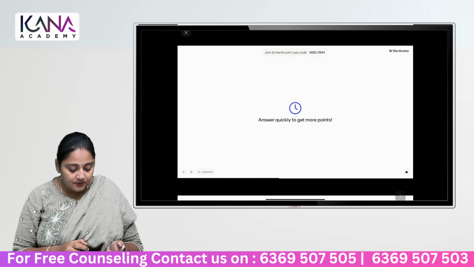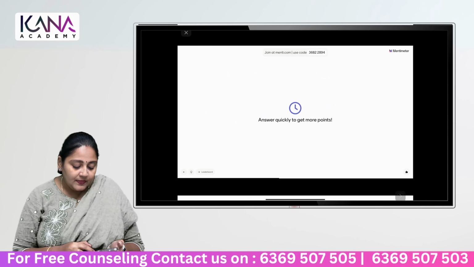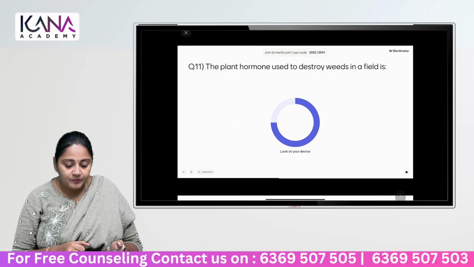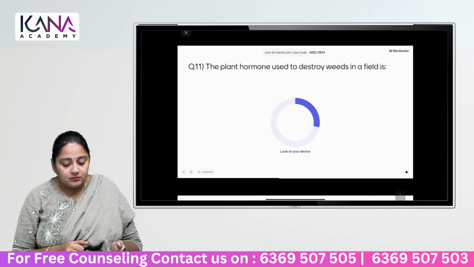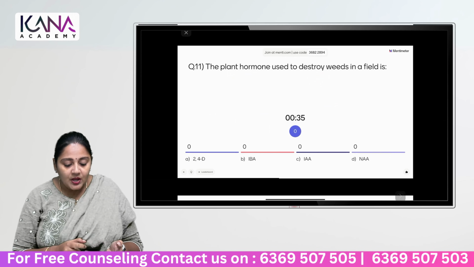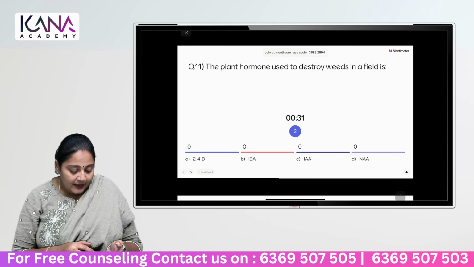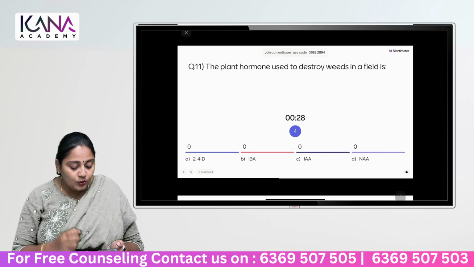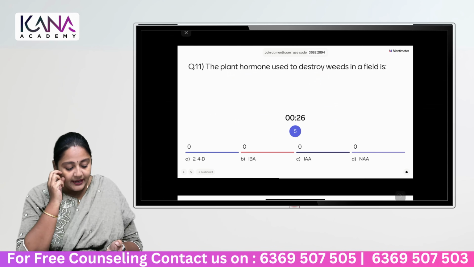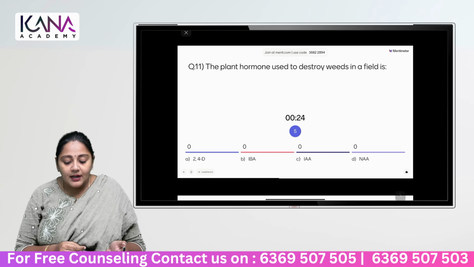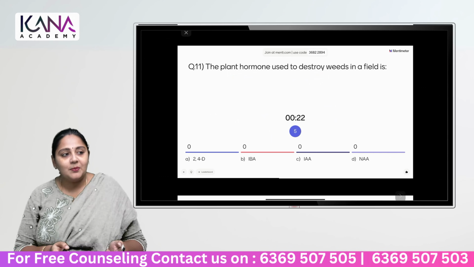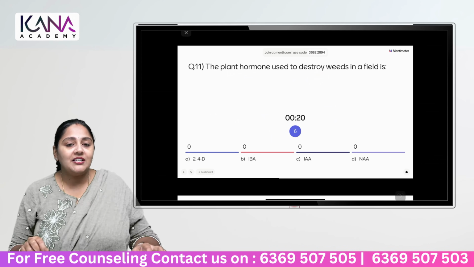Next question is, very good. The plant hormone used to destroy weeds in a field is: 2,4-D, IBA, IAA, and NAA. And you're left with 25 seconds. You have all answered already. Very good. You are very fast.